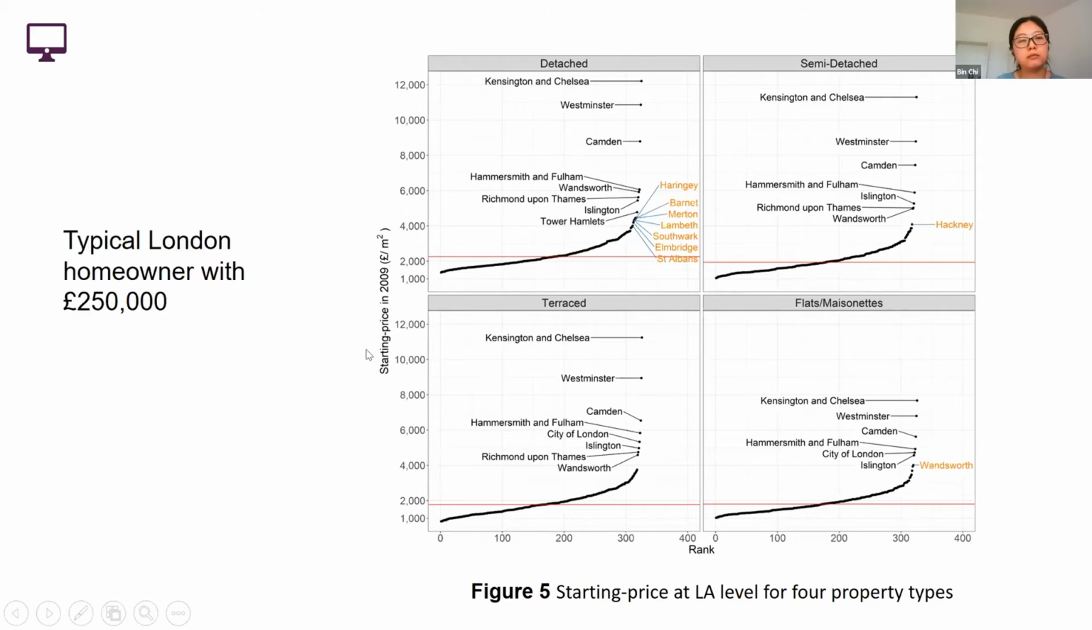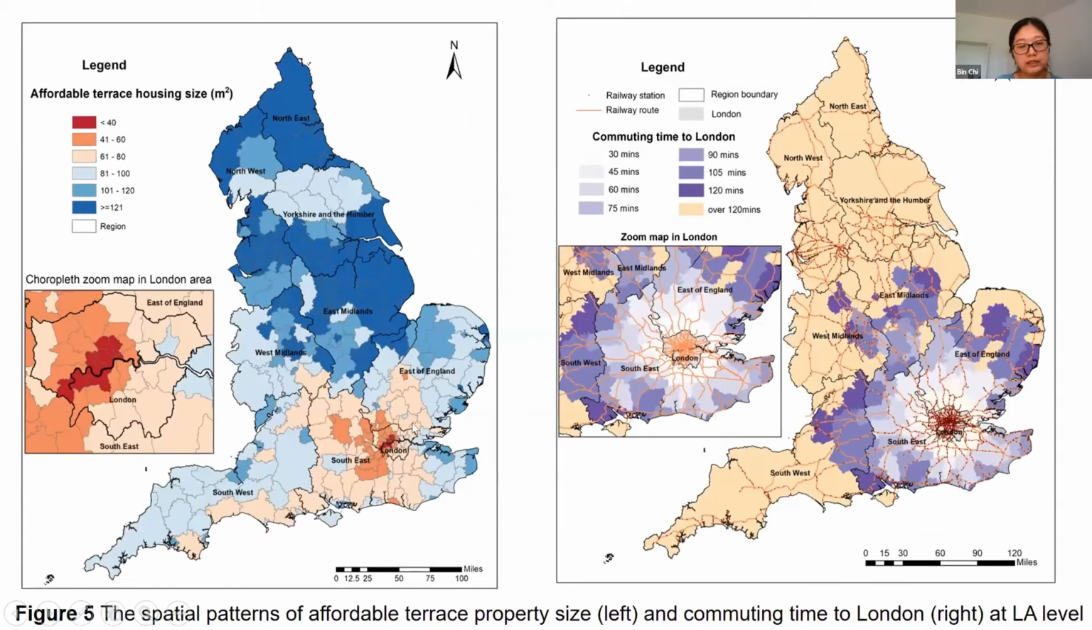So consider a typical household with 205,000 pounds, and we are able to estimate the affordable size for a given property type for each local authority. The spatial pattern is generally similar, but it differs in detail. On the left side, I show one example, the terrace affordable size. And you can see the general pattern: in London, these people can only buy very small properties. Once they move out, the size increases.